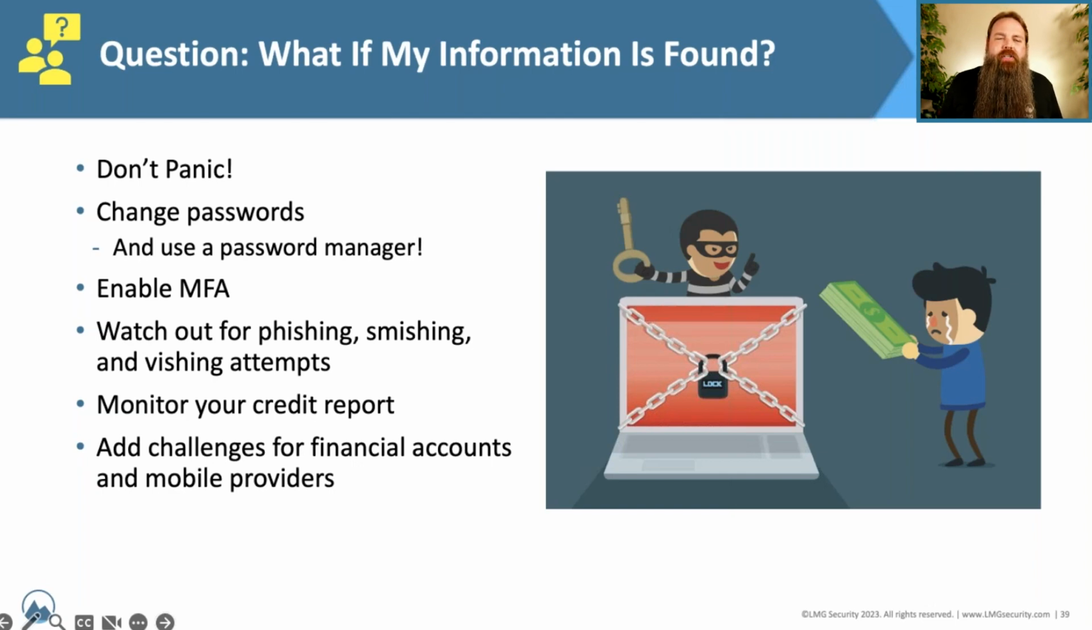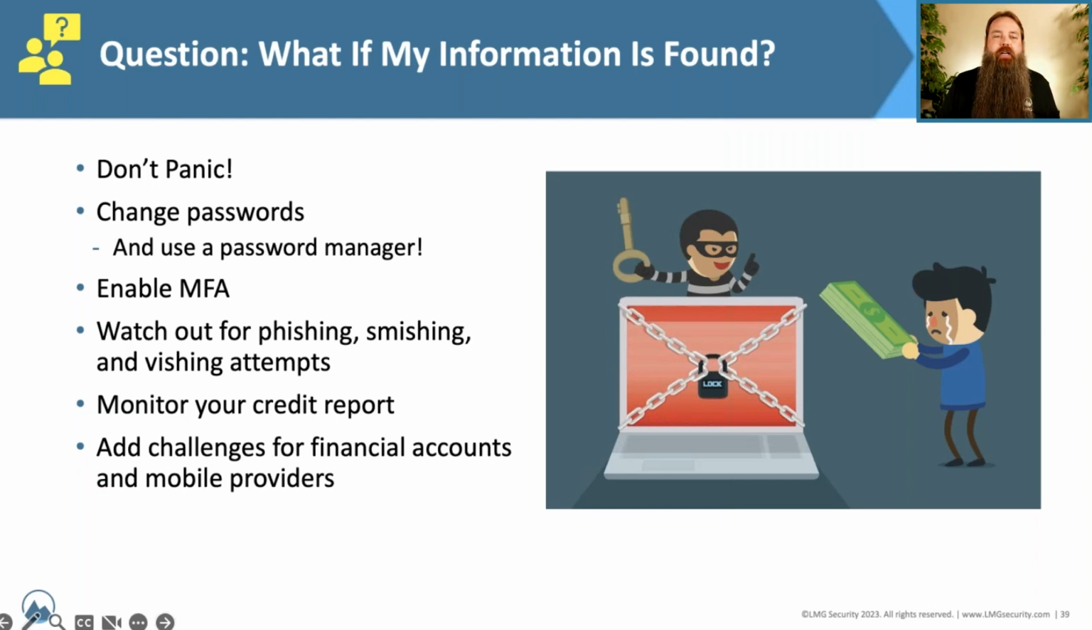The other thing is to watch out for phishing, smishing, and vishing attempts. Phishing is through email, smishing is SMS-based, and vishing is voice-based. If your information is out there, that allows criminals to craft some very targeted types of phishing scams right at you. They can be a lot more successful this way.